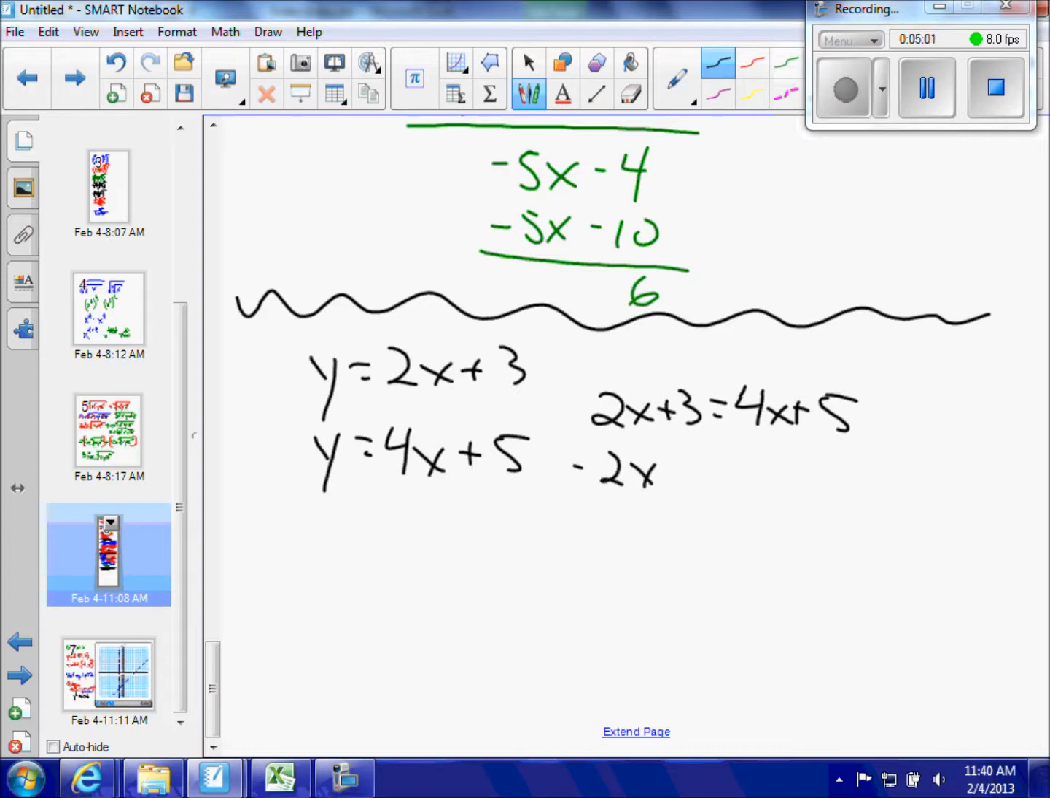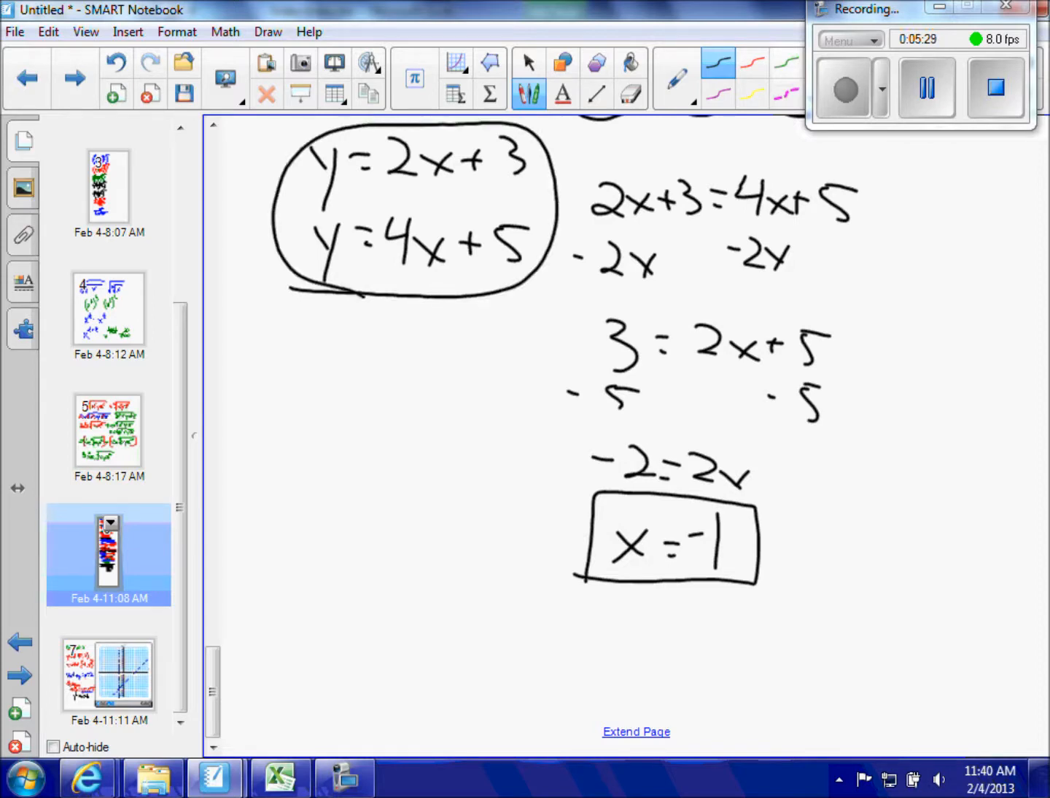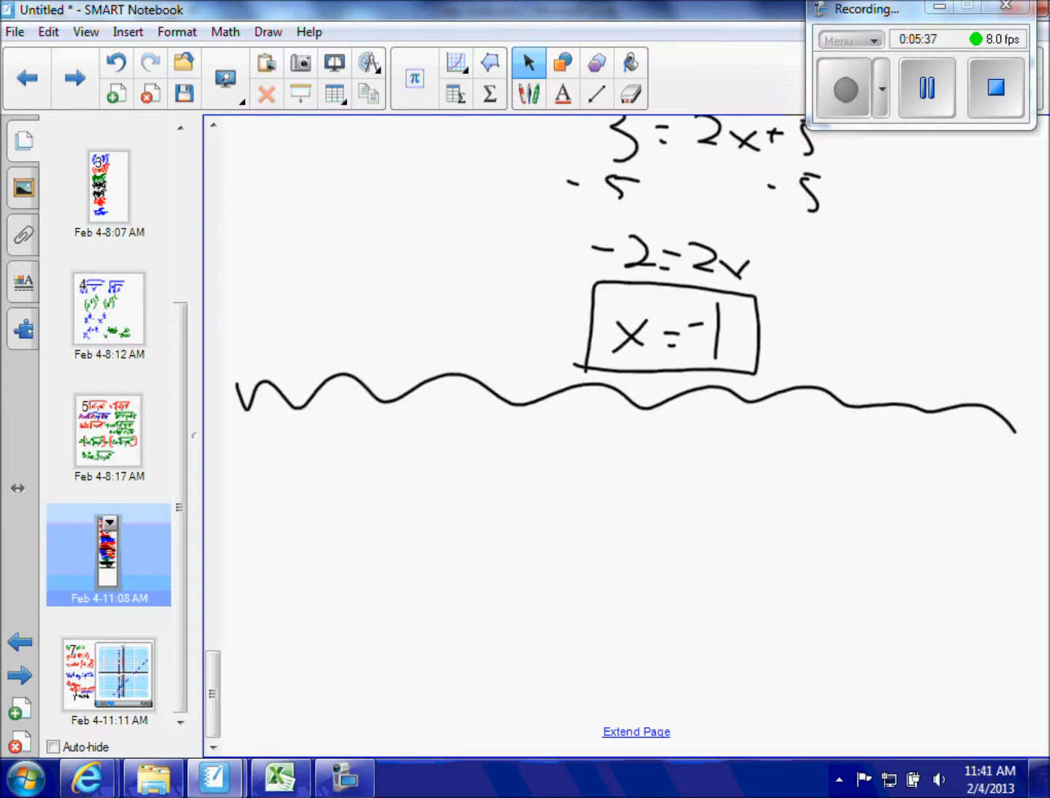Let's subtract 2x from both sides here, and I get 3 is equal to 2x plus 5. I subtract 5 from this side and that side. I get negative 2 equals 2x. I would get x is equal to negative 1. Again, this is not the problem that we're working on, but what this is telling me is that where x is equal to negative 1 is where the graphs of these two functions would intersect. So I can follow the same concept with my rational function.